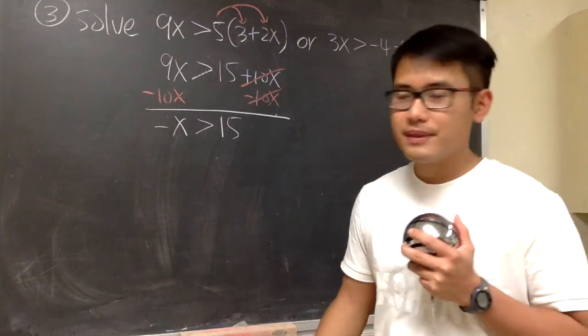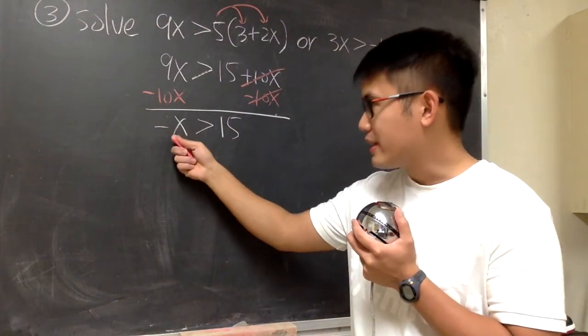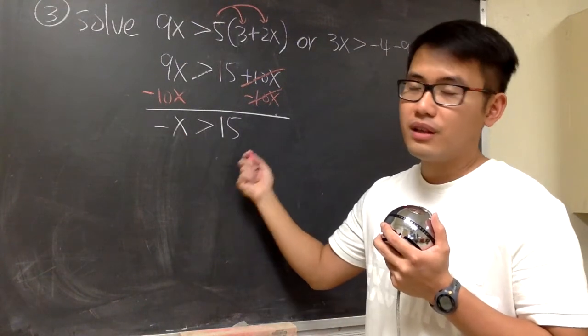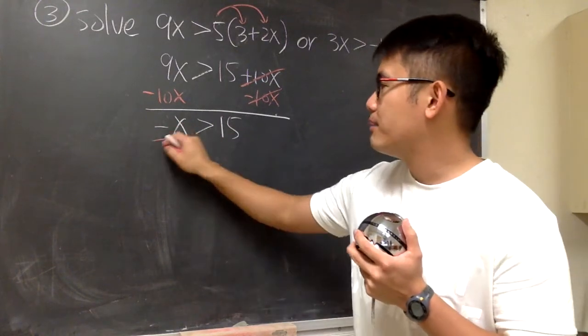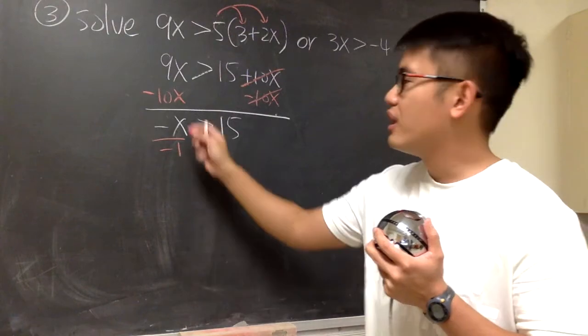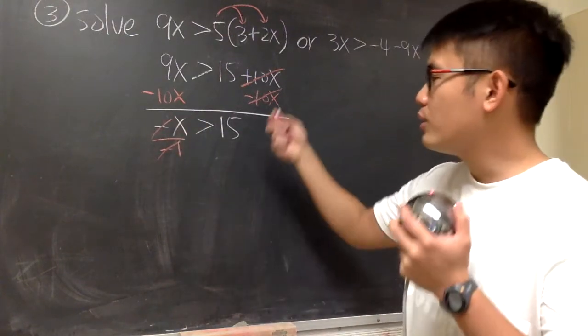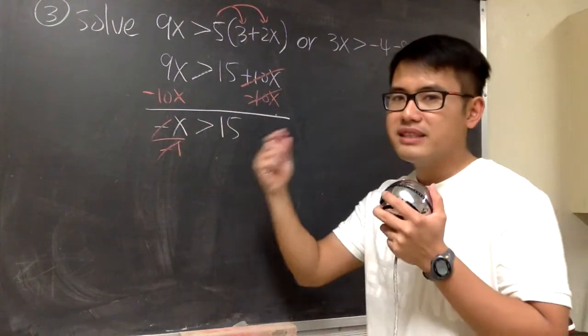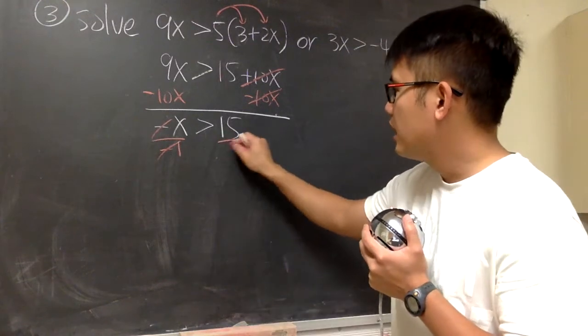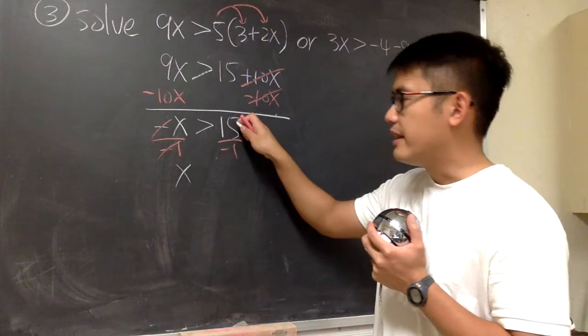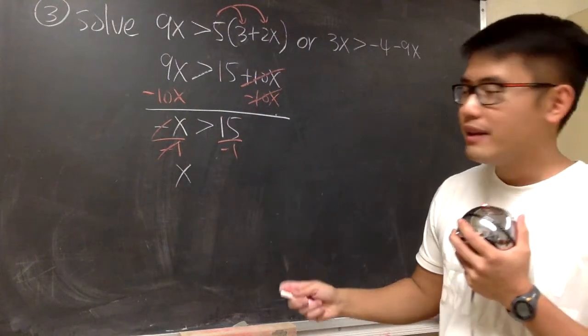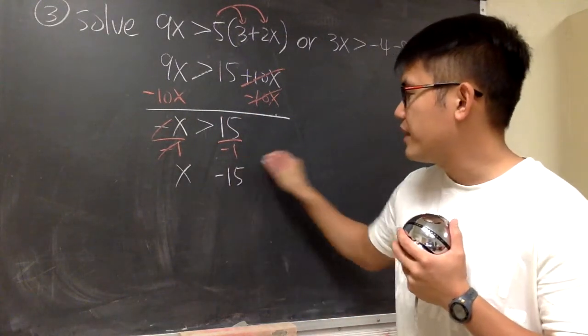And now what? This is negative 1 times x is greater than 15. So to get rid of the negative 1, we are going to divide both sides by negative 1. Negative 1 cancels, and we get the x by itself, and it's positive x. Do the same thing on the right-hand side. Here we have x, and then this is 15 over negative 1. We will end up with negative 15.